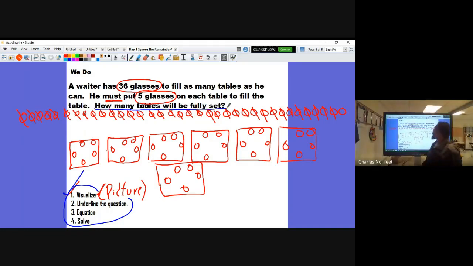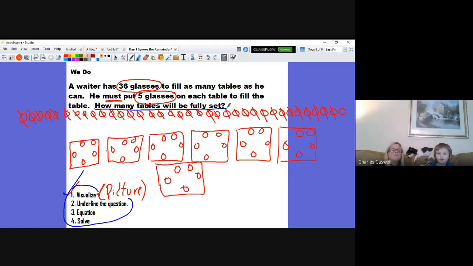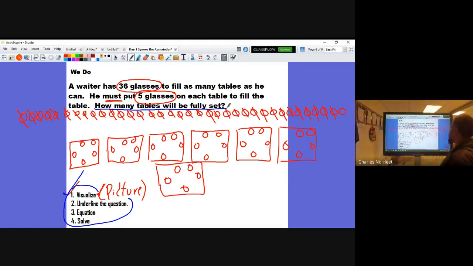There it is. How many tables will be fully set, or another way to say that is, how many tables can he fill? How many tables can he fill? All right, we're gonna get there. I like it, Charles. I like how quick you are. We're gonna get there. So we're going to take that one off, and then we're gonna move to the next one, which is the equation. And we're gonna move to the next page.